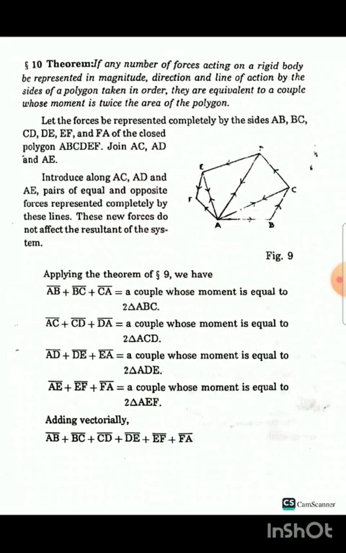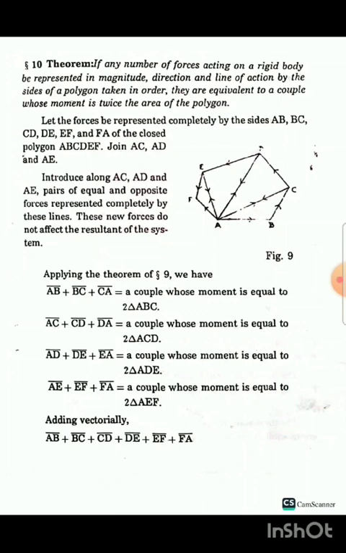The next one is another theorem. The statement of the theorem is: if any number of forces acting on a rigid body are represented in magnitude, direction and line of action by the sides of a polygon taken in order, they are equivalent to a couple whose moment is twice the area of the polygon.